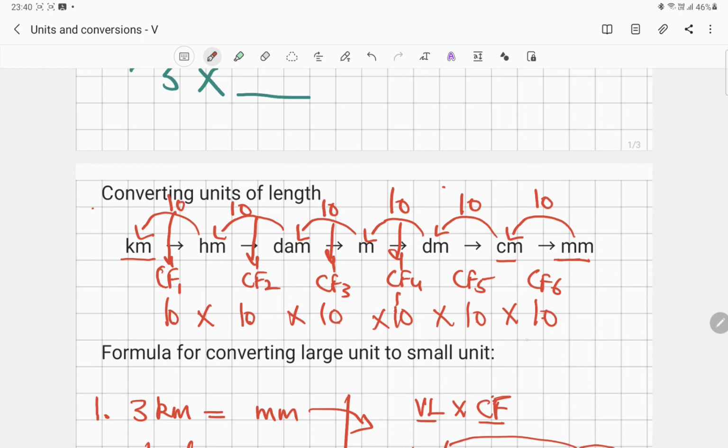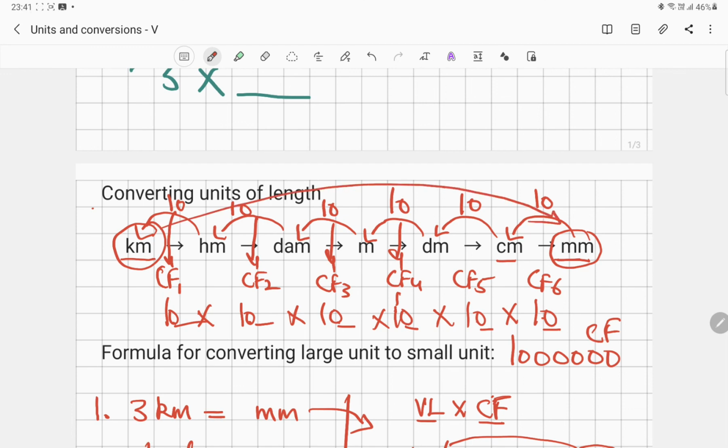So let's just write this down. So what value do we get? We get 1 with how many zeros? 1, 2, 3, 4, 5, 6 zeros. So this is our conversion factor to convert a kilometer to a millimeter.